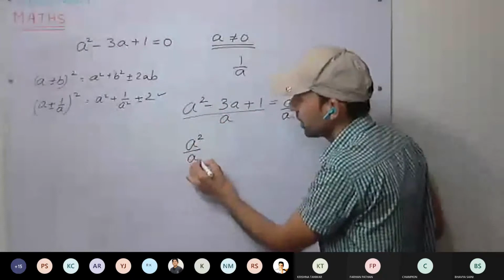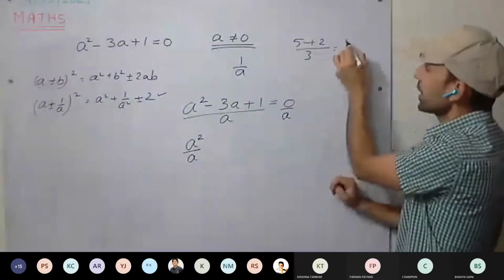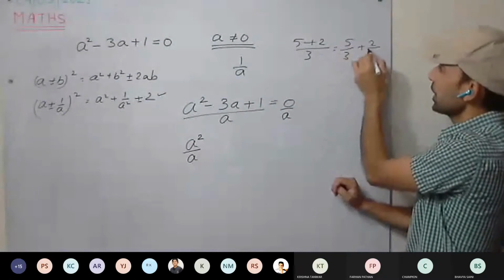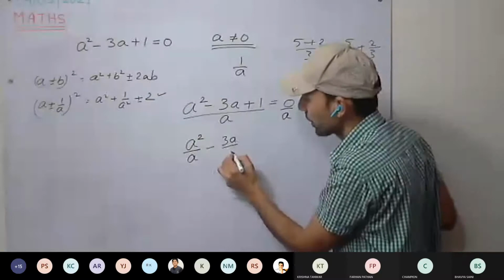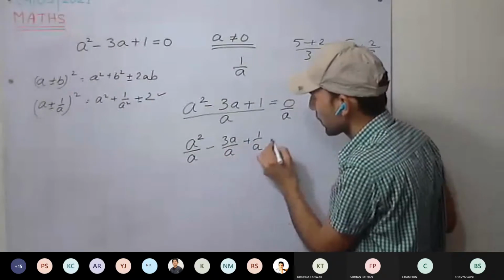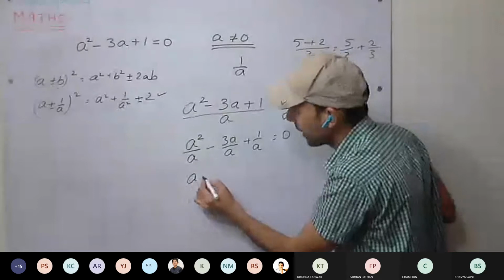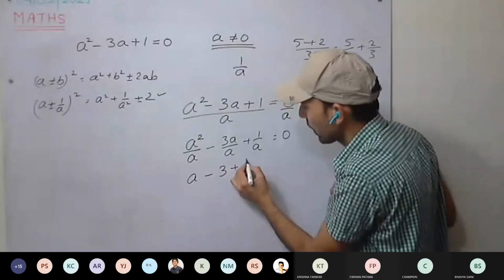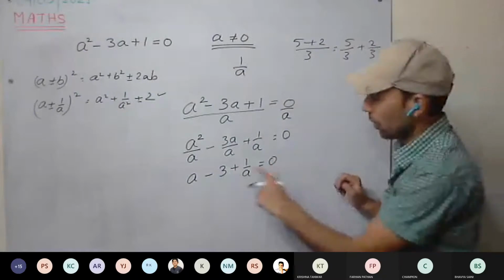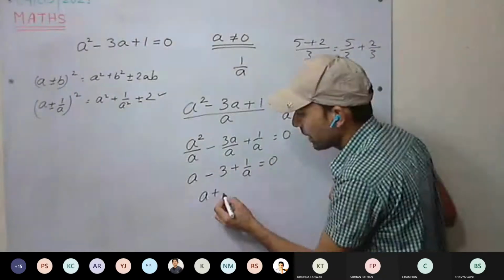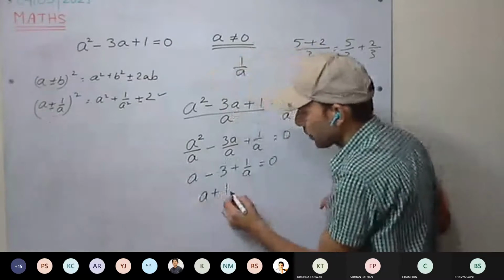Again, I write one equation. It is same as here, 5 plus 2 divided by 3. We can write it as 5 by 3 plus 2 by 3. Understood this one? Minus 3a upon a plus 1 upon a equal to 0. You can skip this step or you can write directly a minus 3 plus 1 upon a equal to 0. We have to get either this form or this form, a plus 1 upon a.